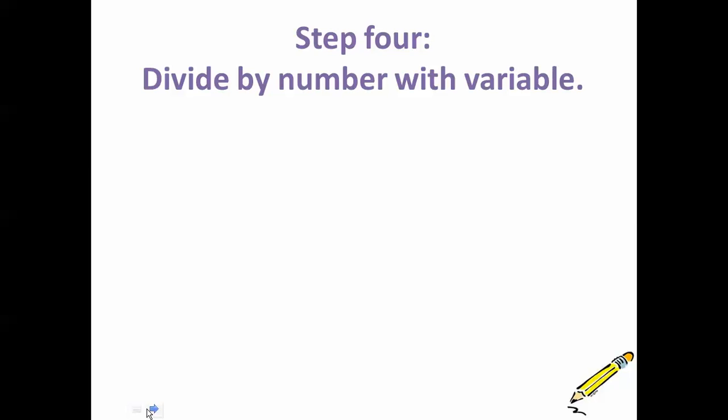Moving on to step 4, divide by the number with the variable. So here we've got 5a equals 10. Here's our variable. The number with our variable is 5, so we're going to divide by 5. If we do it to one side, we've got to do it to the other. So our 5's cancel. 5 divided by 5 is 1. So a equals 10 divided by 5, which is 2.